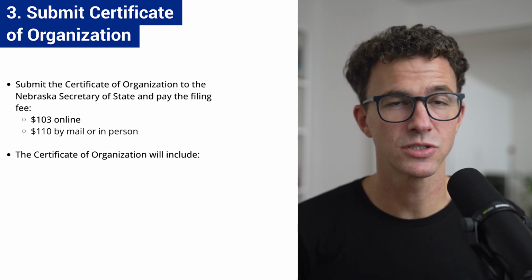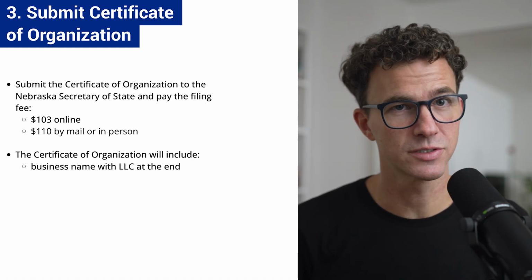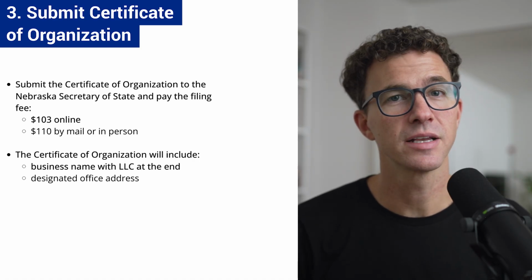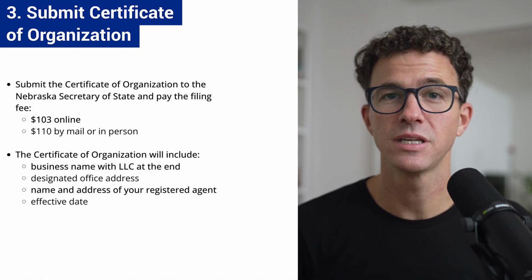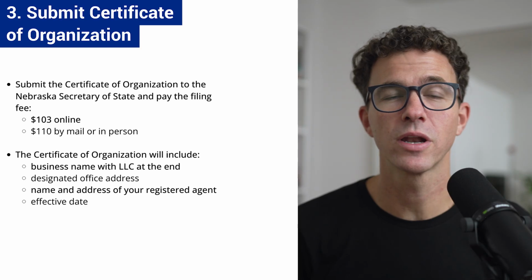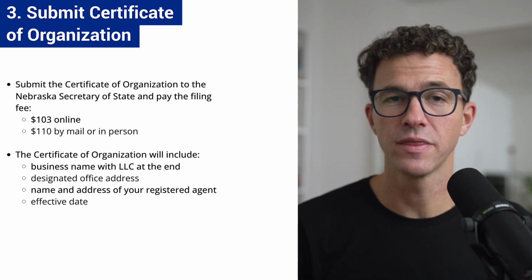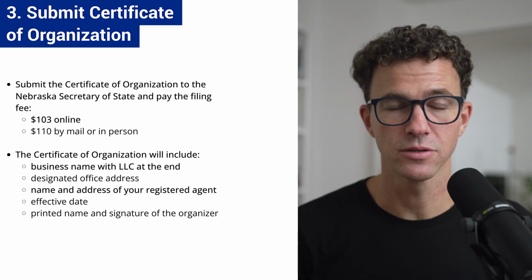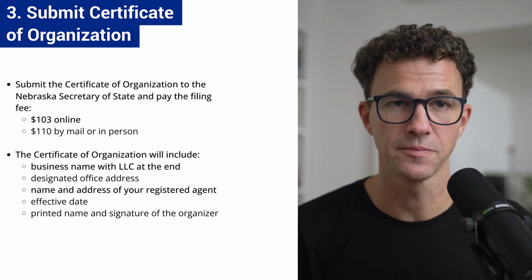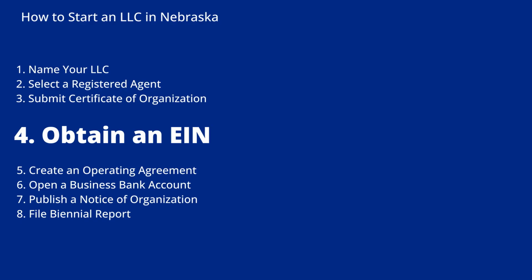Your certificate of organization will include the business name with LLC or limited liability company at the end, designated office address, name and address of your registered agent, effective date, so the date the LLC will be created if you don't want it formed immediately when these documents are submitted, and the printed name and signature of the organizer, the person who's submitting this document.